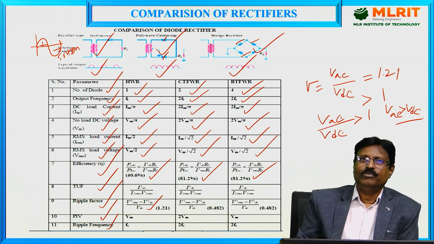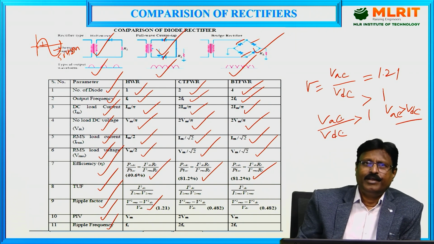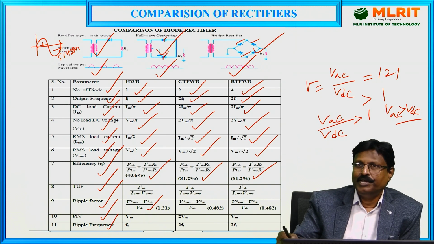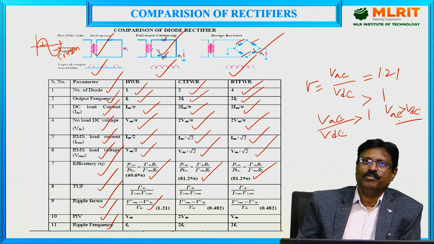Okay. So if you observe the rectified output of the half wave rectifier, as you can see by this relation, the AC components are more when compared with the DC components in the rectified output. So that is poorer performance for the half wave rectifier. That's why we go for the full wave rectifier.